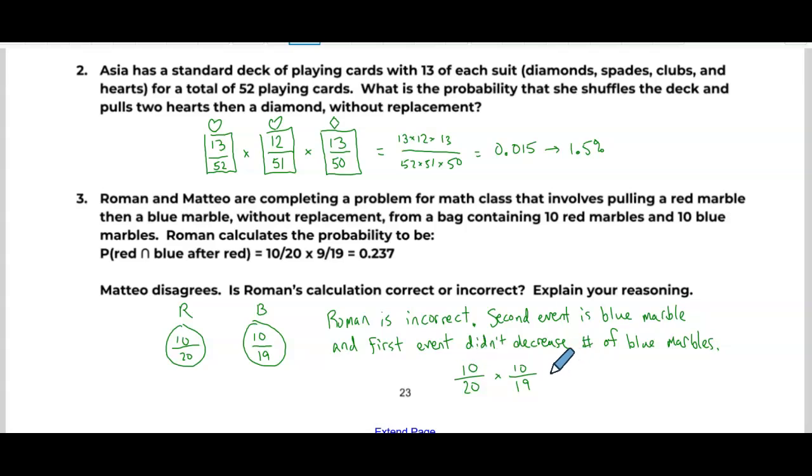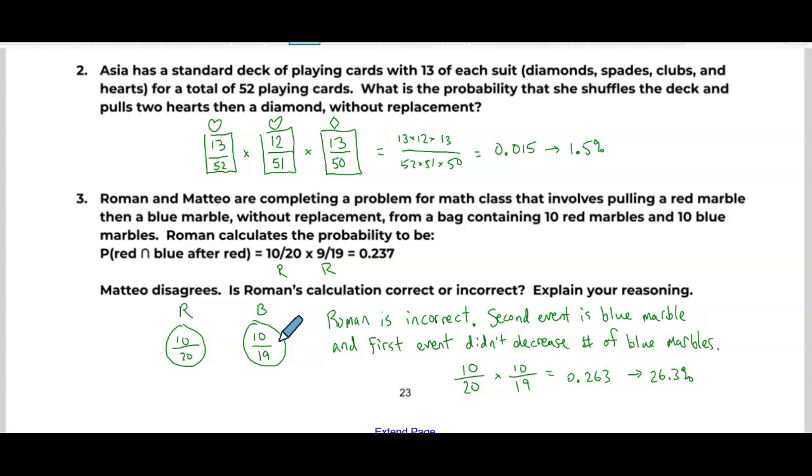And if you multiply that out, make a big fraction bar, right? So this would be 0.263. And if you want to, you could convert that to a percent, 26.3%. So it's higher than what Roman calculated because Roman reduced the numerator too. So this would be what you would do if you needed a red and then another red. Because the red had come out, the numerator would have decreased.